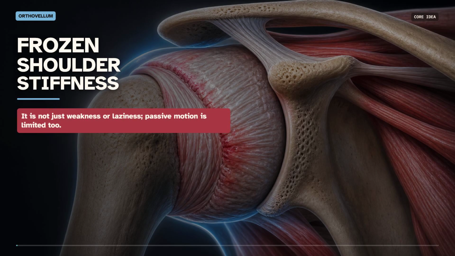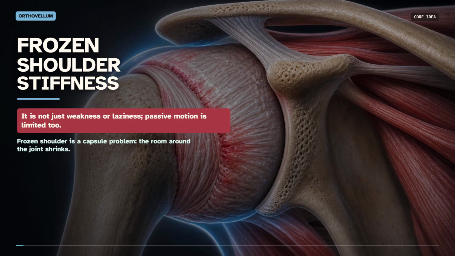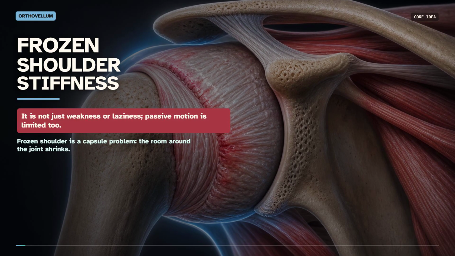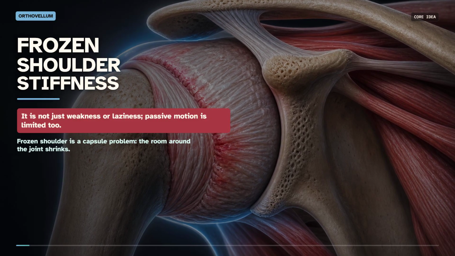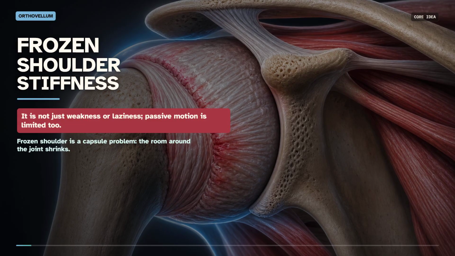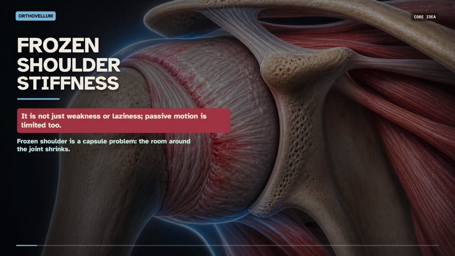Today, we are going to make frozen shoulder simple without making it shallow. Frozen shoulder is a capsule problem. The room around the joint shrinks. The common trap is this: it is not just weakness or laziness, passive motion is limited too. By the end, a patient should understand what is happening, and a resident should know what decisions matter.